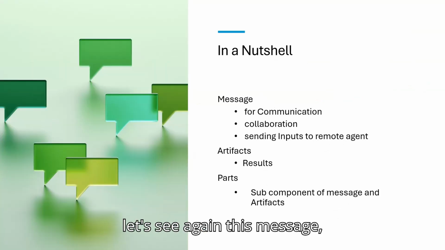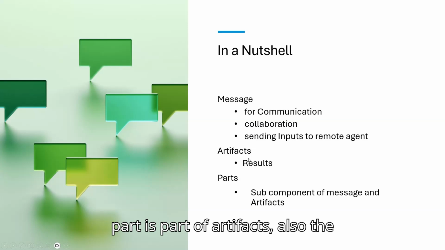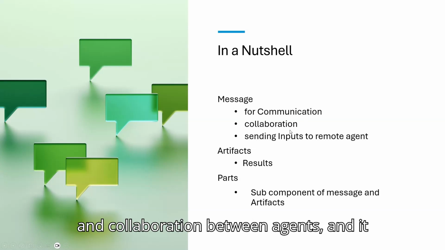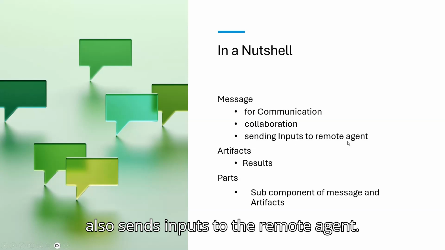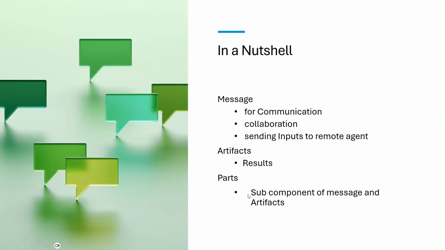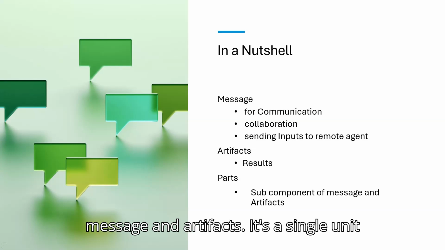Now let's look again at messages and artifacts. Each part is part of artifacts. Also, the message is used for communication and collaboration between agents, and it also sends inputs to the remote agent. And artifacts are used for sending results from the remote agent to the client agent. And parts are a component of message and artifacts. It's a single unit of information.